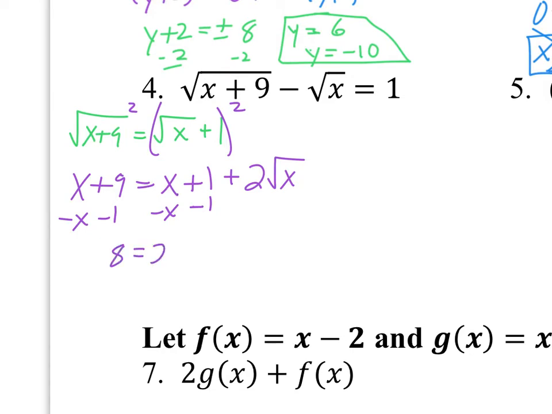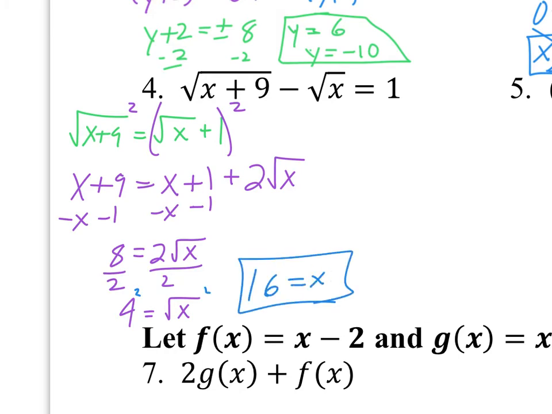We get 8 equals 2 square roots of x. We divide by as much as we can without creating fractions there, so it works out nicely. Here we get 4 equals the square root of x. And then we would square both sides. Of course, squaring the 4 gives us 16, so we get 16 equals x.